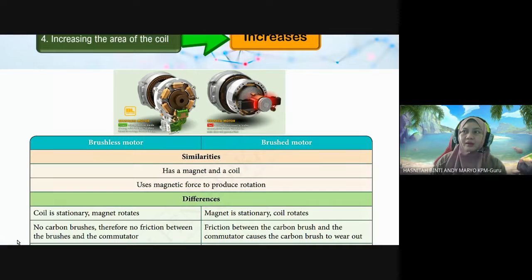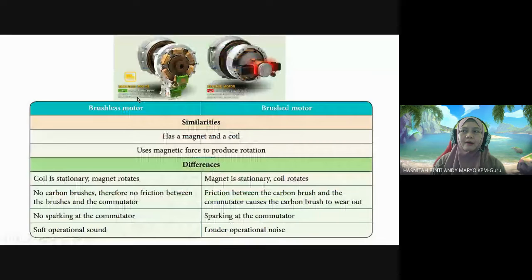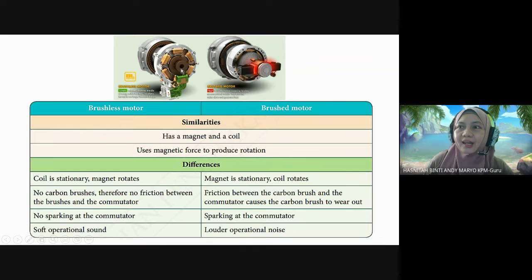Okay, this is the comparison between brushless and brush motor. I give you the comparison between brushless and brush motor. Brush means it has a commutator and carbon brush. There you can see the commutator and the carbon brush. This one doesn't have. You can see there is no carbon brush there. No carbon brush, it only has a commutator. So this is the structure.